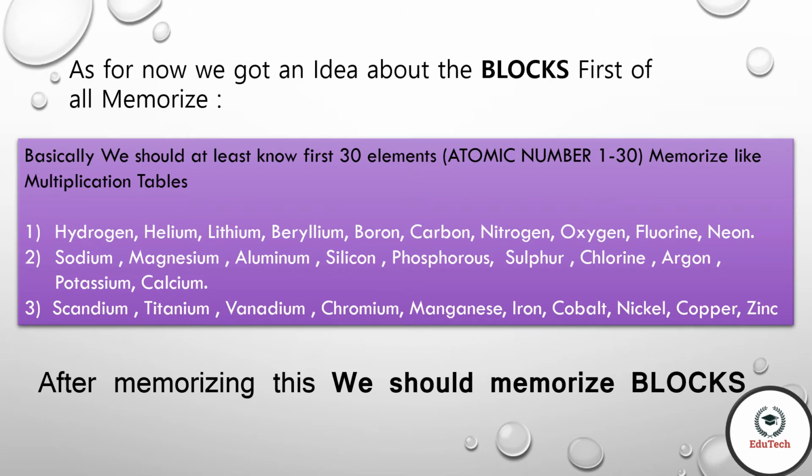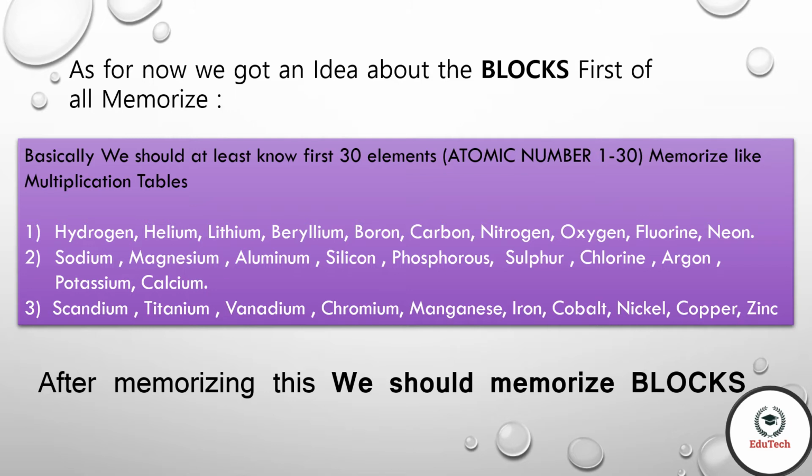First of all, we should memorize basically 30 elements, that is from atomic number 1 to 30. We should memorize this like multiplication tables. We can split into 3: 1 to 10, 11 to 20, and 21 to 30 atomic numbers respectively.